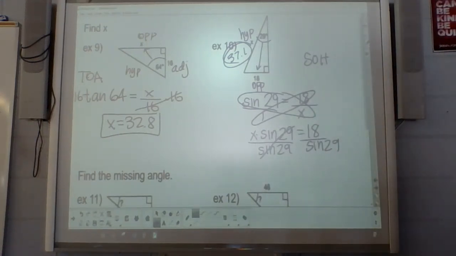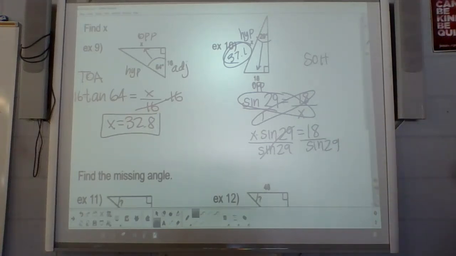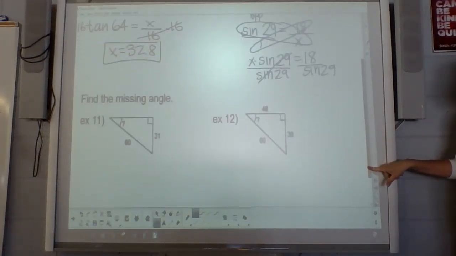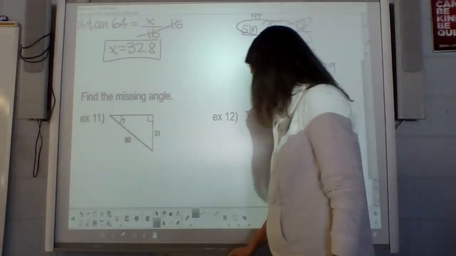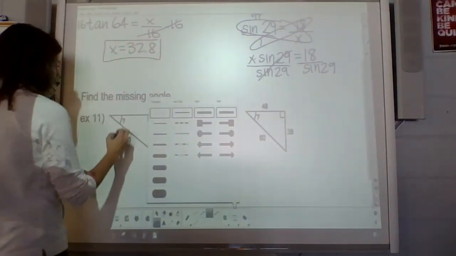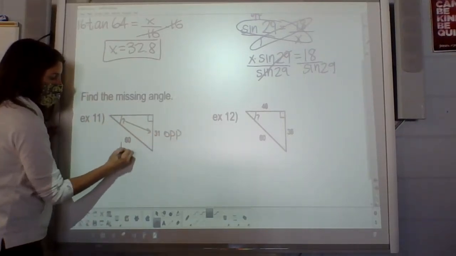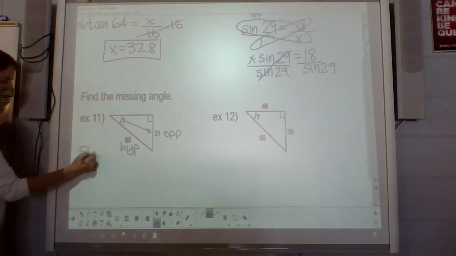And then the next two problems ask us to find missing angles. Kind of the two scenarios for that. So to find our missing angles, this first one doesn't give us a lot of options. Because this is the unknown, this is the opposite, this is the hypotenuse. And I'm trying to find that angle. Those are the only two sides I know. I can find the third side, but it doesn't ask for it.